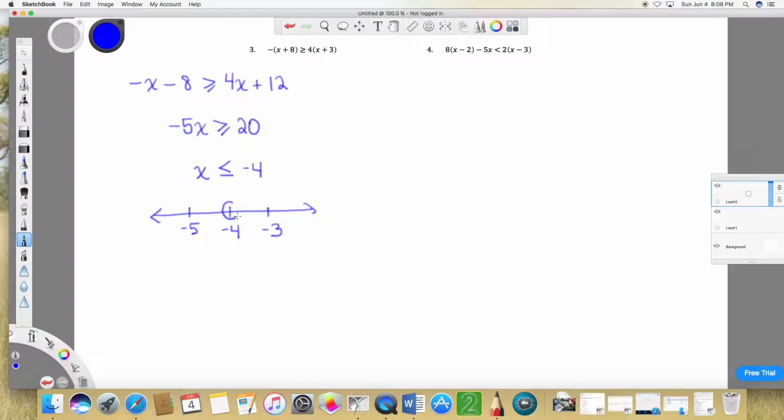So negative 4 is often referred to as the endpoint or the boundary. Since it's less than or equal to, since this is underlined, I'm going to make this a solid dot. And this is why I like to put my variables on the left, because the direction of the arrow tells me which direction to shade. X being less than or equal to negative 4. Numbers that are less than this number are numbers to the left.